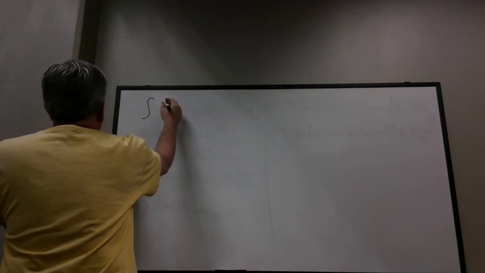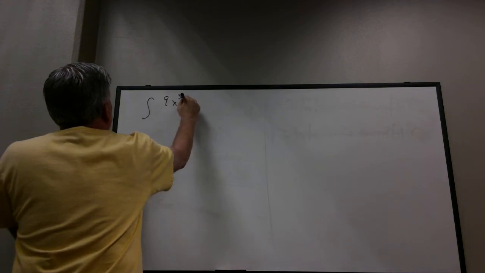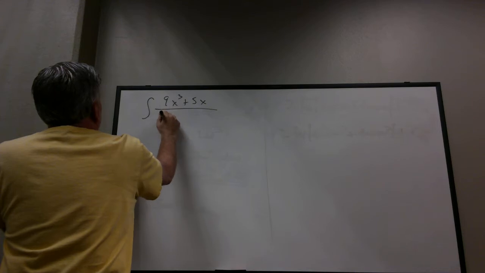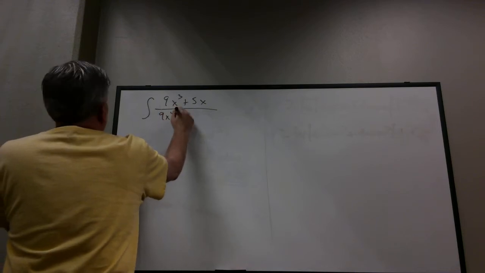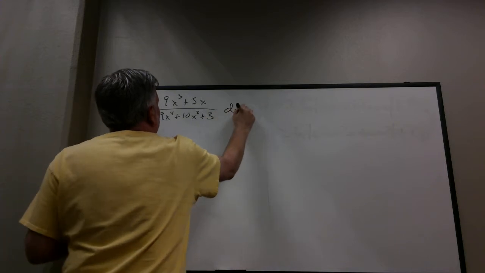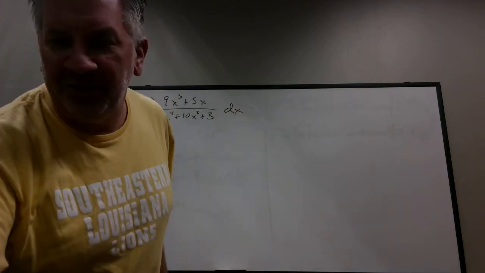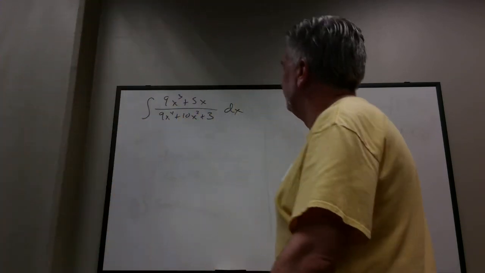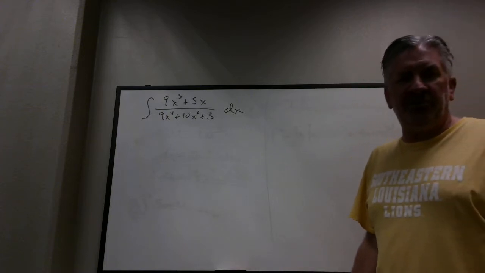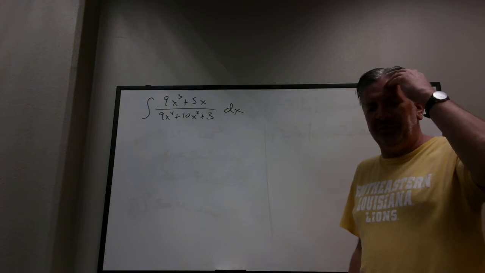Let's do another one here. It says the integral of 9x cubed plus 5x all over 9x to the fourth plus 10x squared plus 3 dx. Okay, so we have a rational function here we want to integrate. So where do we begin? Ask yourself, what do we do first? What's the first step?